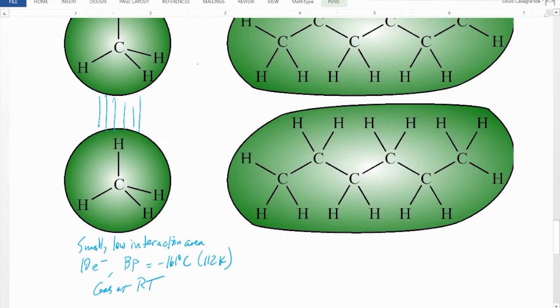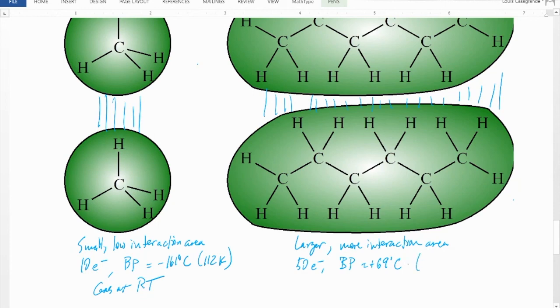On the right, hexane is larger, and it has more interaction area. This is like Velcro. If we have a larger piece of Velcro, it's going to stick together stronger because it just has more things holding it together. It also has 50 electrons, so a lot more electrons, and its boiling point is a whopping positive 69 degrees Celsius, or add 273, 342 Kelvin, if I've done my math right. And because of that, it's a liquid at room temperature.